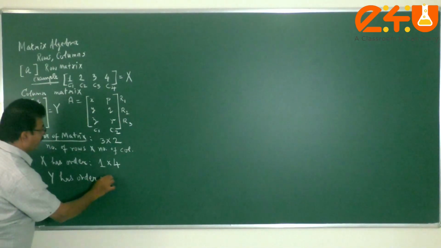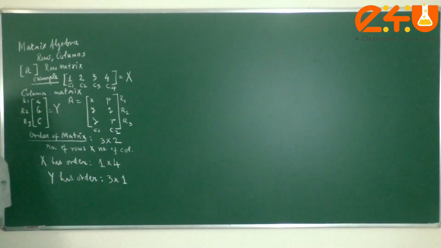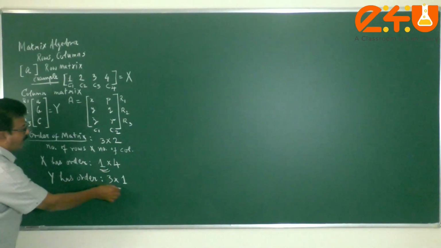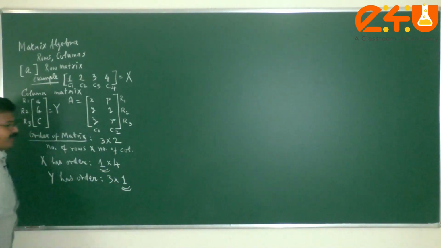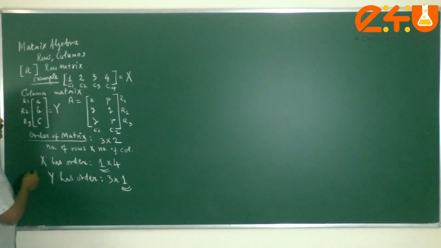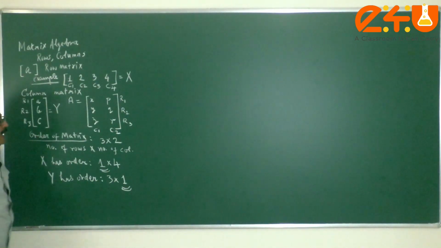There are 3 rows and 1 column. Therefore we call it a 3 by 1 matrix. So by looking at this 1 here, you will be in a position to understand there is only 1 row. Therefore it is a row matrix. There is only 1 column. Therefore it is a column matrix.